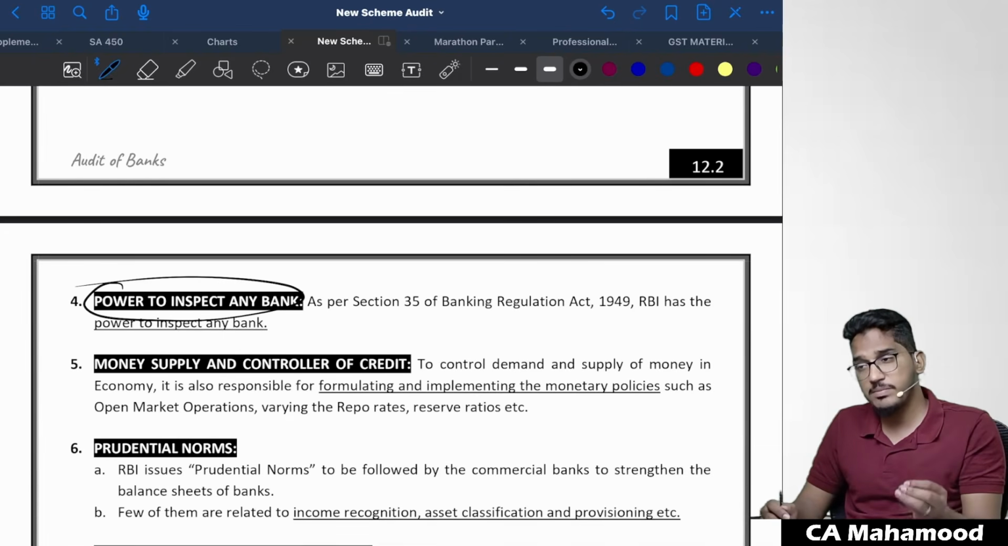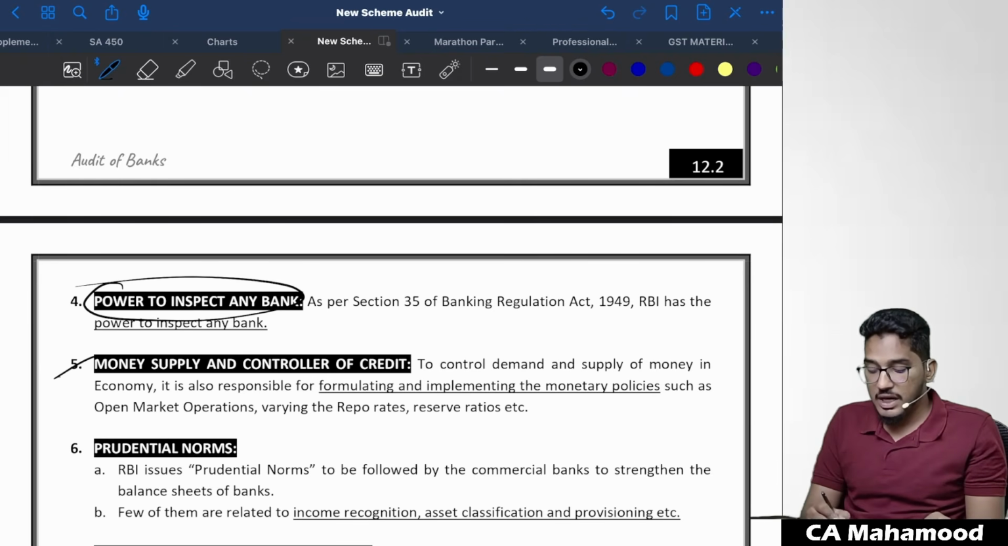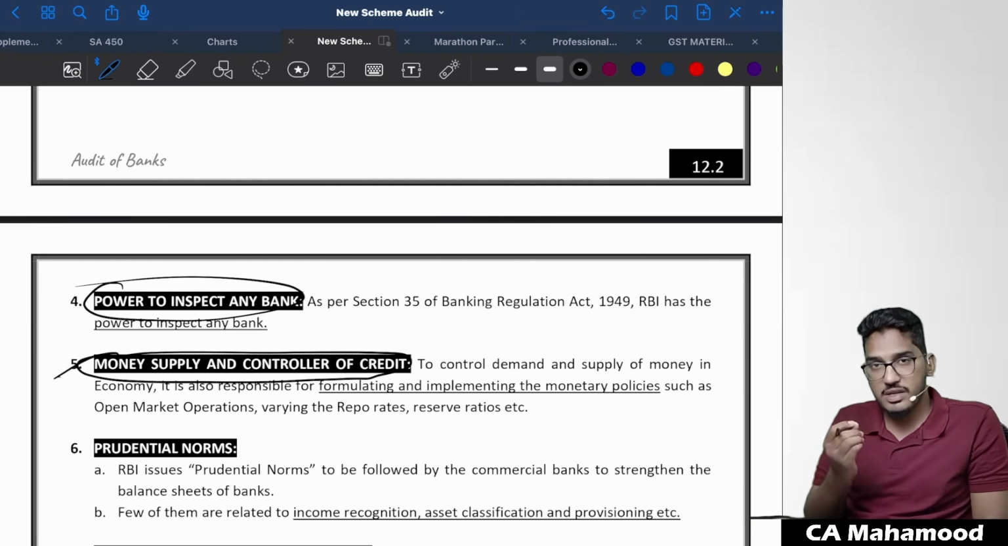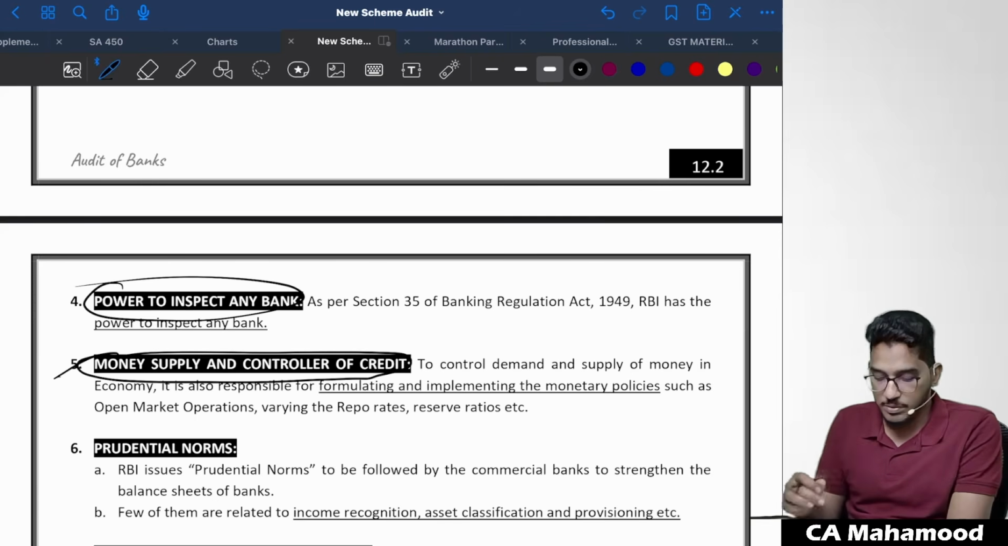Next one, power to inspect any bank. RBI has exclusive power to inspect any bank, any branch, even without giving prior intimation. All of a sudden, RBI officials can go and do the inspection of any bank. Then it will supply and control the credit. RBI, through its policies, by changing the repo rate and reverse repo rate, will supply the money or control the money in the economy.